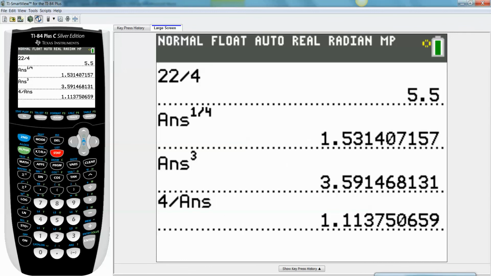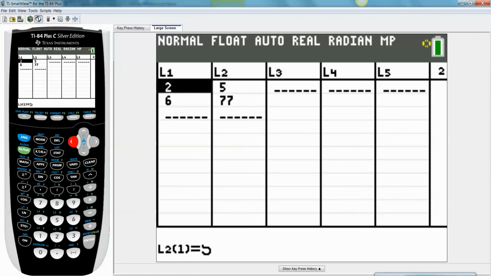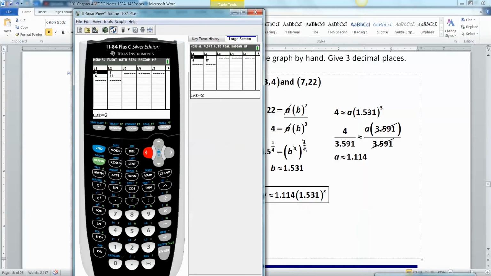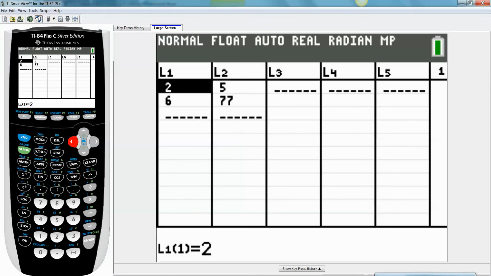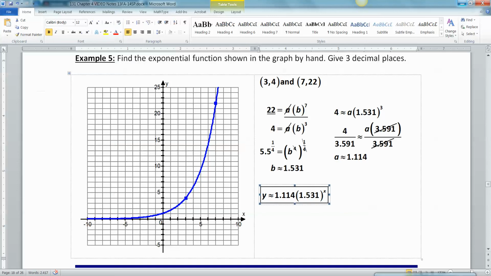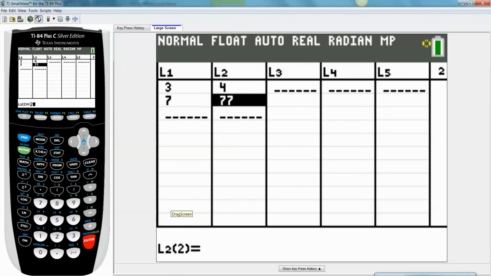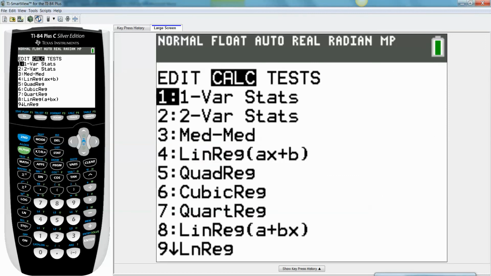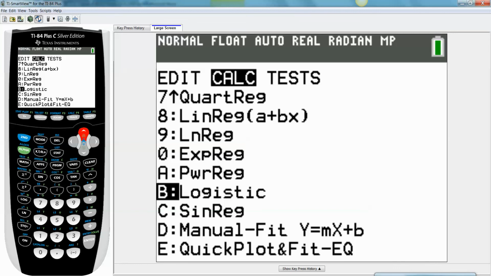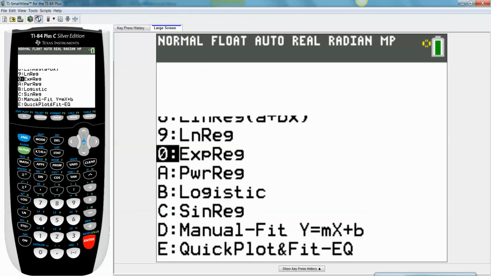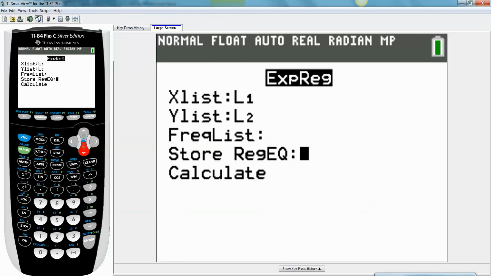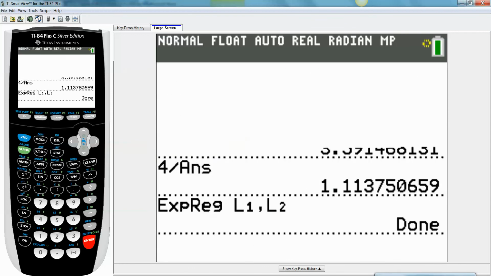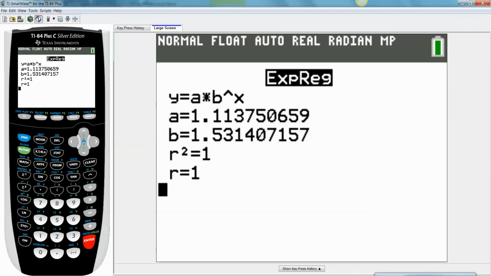You go stat, edit. You could type in the new numbers. So let's see here. What were they? 3 and 7. And I didn't have to bother clearing because there's only 2 of them, which is the same number I already had. 4 and 22. Stat, calc. 0 is exponential regression. Enter. Go down to calculate. Enter. And it matches our numbers, 1.1137, so 1.114, and 1.531.